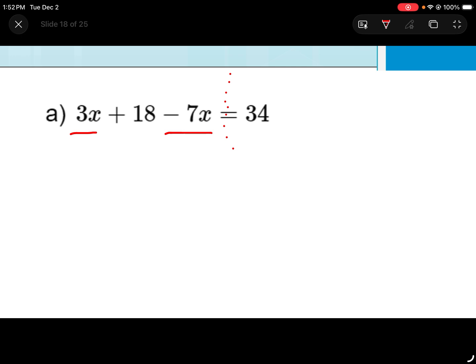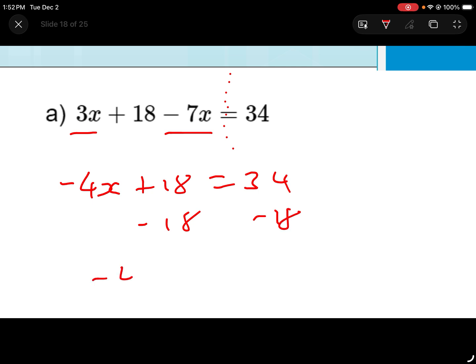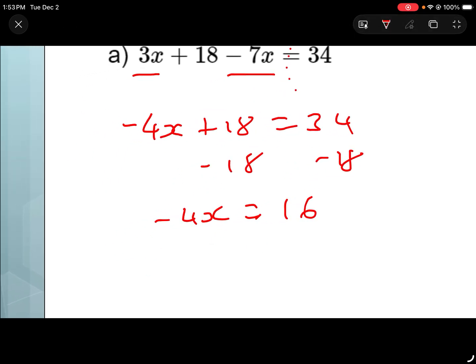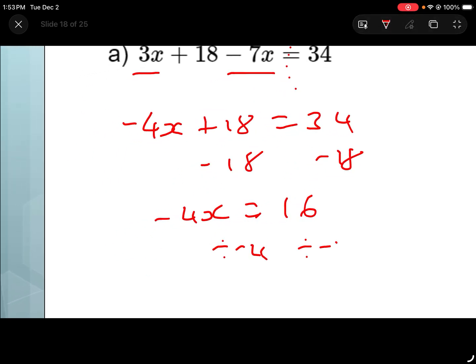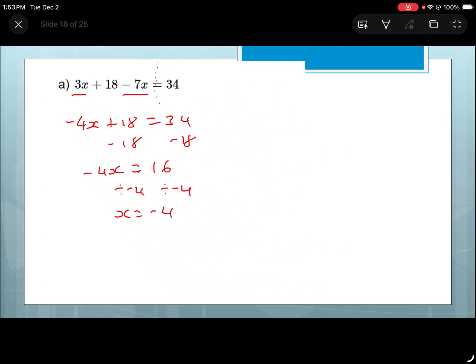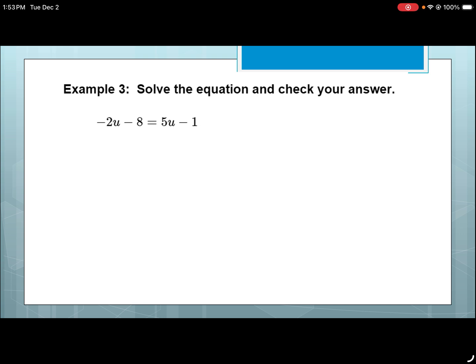So what do we do in this situation? Just simplify it before you do anything. What is 3x take away 7x? It's negative 4x plus 18 equals 34. So then subtract 18 to get negative 4x is 16. And then divide by negative 4, and you get x is negative 4, because 16 divided by 4 is 4, so 16 divided by negative 4 is negative 4. Cool.